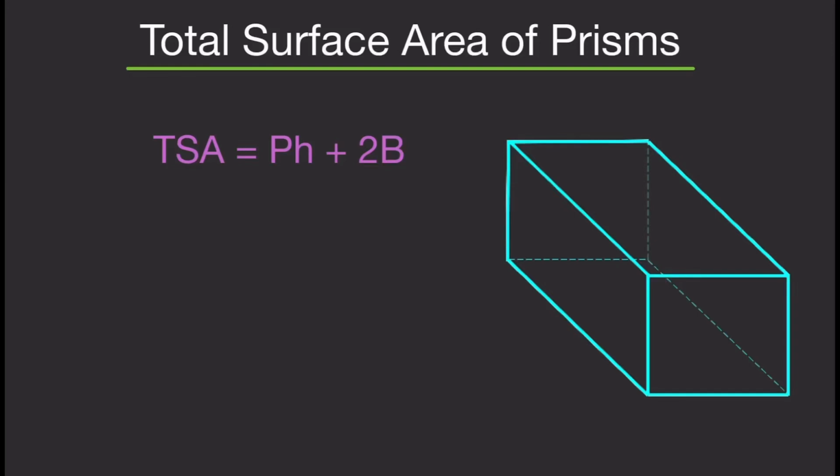Let's talk about total surface area of prisms. Total surface area is the total area of all faces on an object. The formula for finding total surface area is perimeter of base times the height or distance between the faces plus 2 times the area of base.